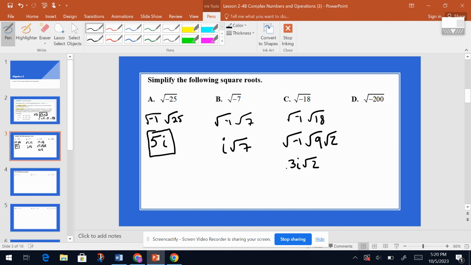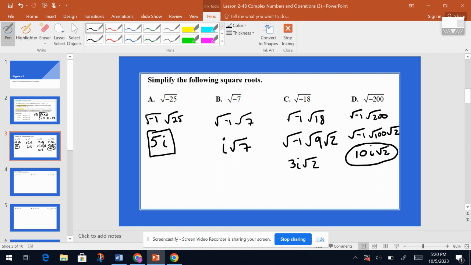Okay. Again, if you put the i first, it wouldn't be wrong, but this is how it always looks in a textbook. This problem here, again, I always break up the -1 and the 200. Now I can simplify this. I'm looking for a perfect square factor in 200. That would be the square root of -1, square root of 100, square root of 2. These two right here would simplify to a 10, so we get 10i square root of 2. Okay.